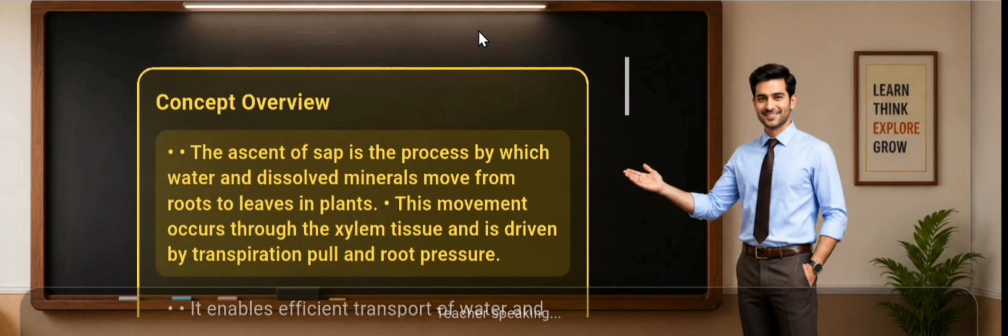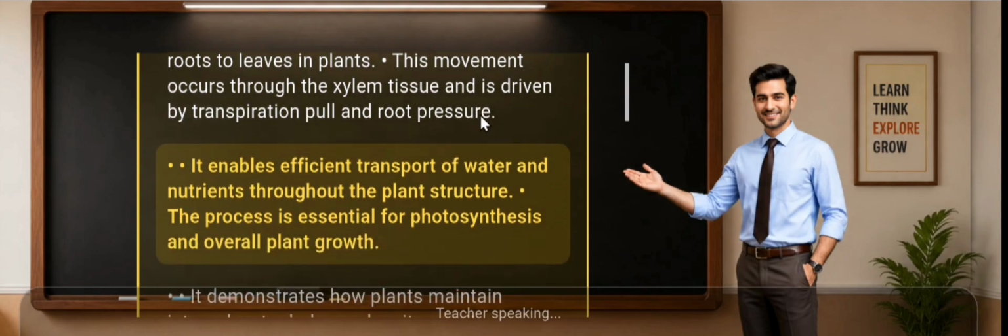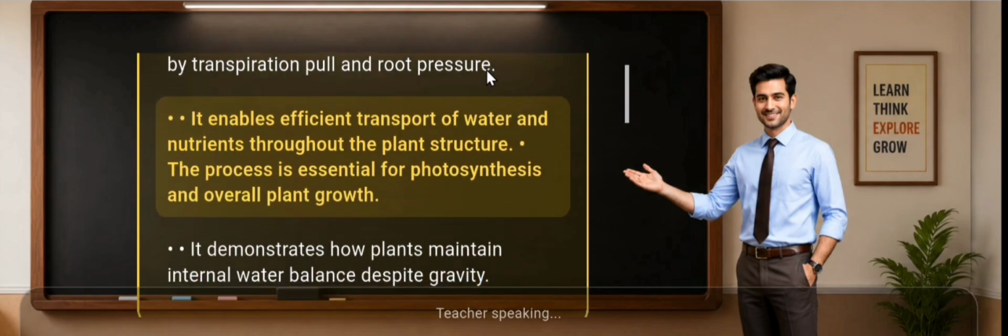The ascent of sap is how water and dissolved minerals travel from roots to leaves through the xylem. This movement happens because of transpiration pull and root pressure. This system allows water and nutrients to move efficiently through the plant structure, which is essential for photosynthesis and supporting the plant's growth.